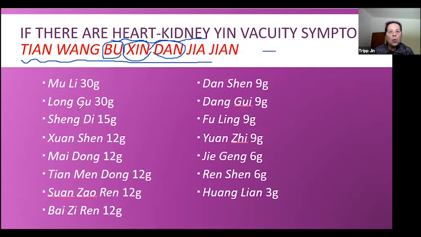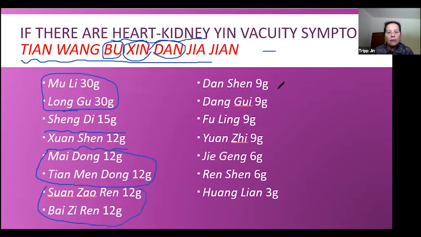So still 龙骨牡蛎 bring all the heat down. And 生地 cools blood and nourishes the kidney. 玄参 tonifies blood and nourishes the heart. And 天门冬, 麦门冬 nourish yin. 酸枣仁, 柏子仁 calm the 神 and help people sleep.